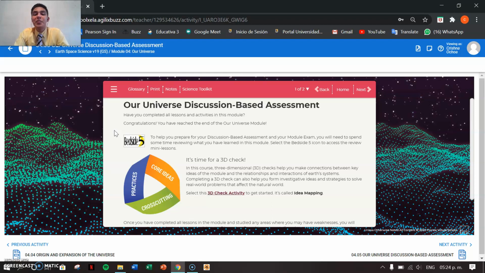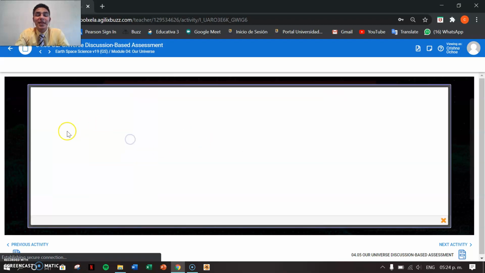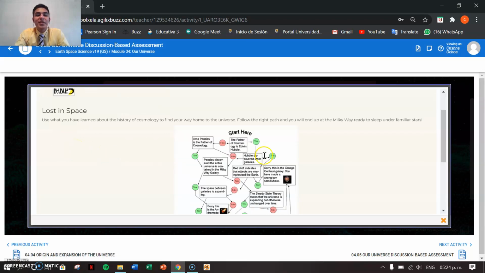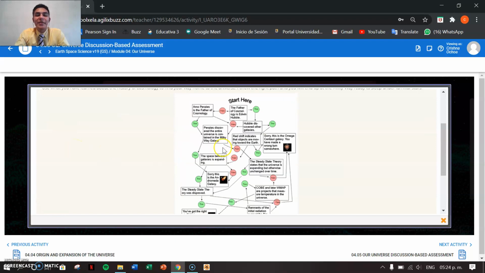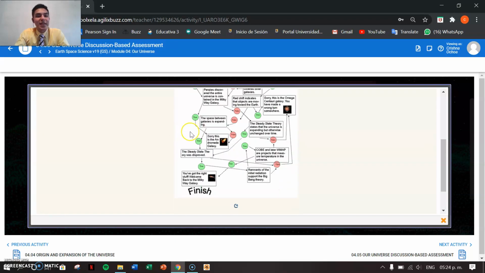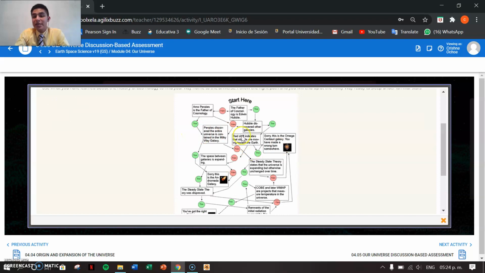It says, to help you prepare for your discussion-based assessment and your module exam, you will need to spend some time reviewing what you have learned in this module. Select the icon to access the review mini lessons. You can click right over here, and just like you can notice, we're going to have a small guidance on everything that you have learned. So go over it. We are not going to discuss it right now, but you can check it out to double understand and review the topics we have studied already.